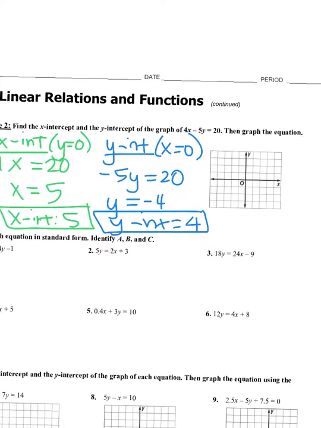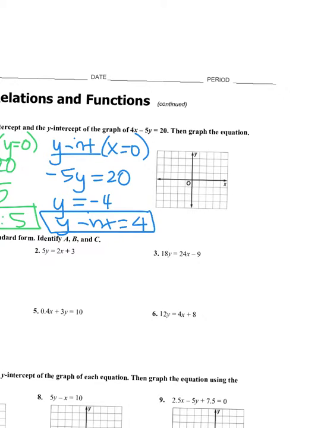Okay, and then I can just use those two to graph the equation. So my x-intercept is +5, so that is right there. And my y-intercept is -4. Oops, forgot to put a negative there. And just connect those two dots, and that is your line. Hopefully yours looks a little bit better than mine.